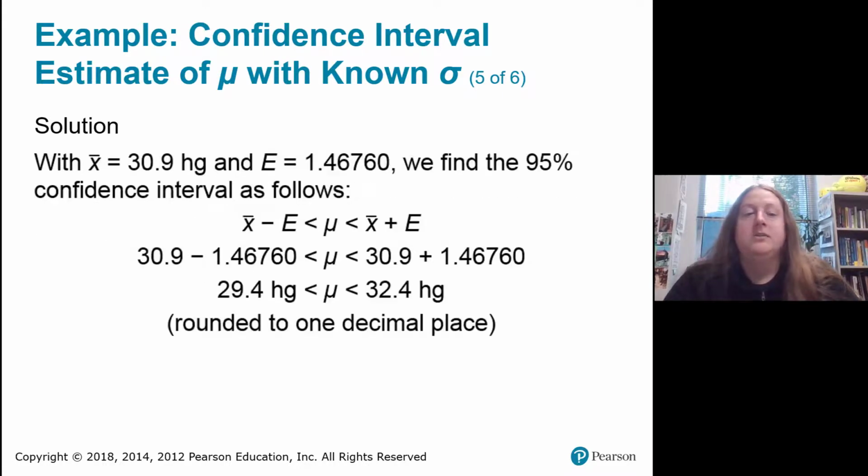1.46760. So now what we'll do is take our sample mean, 30.9, and subtract our margin of error, 1.46760, from it. And when we round that to a single decimal place, as we would be doing because our original data had no decimal places, so we need to round to one more than that, we get a lower limit for our confidence interval of 29.4. We then take our margin of error and add it to our sample mean to determine the upper limit for our confidence interval of 30.4.